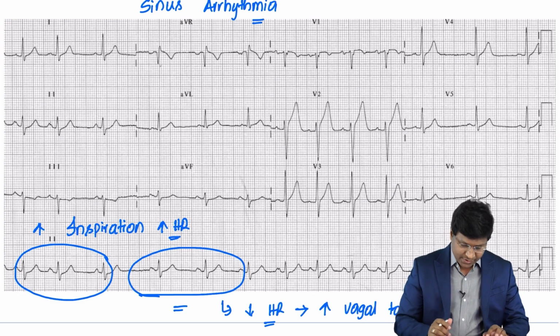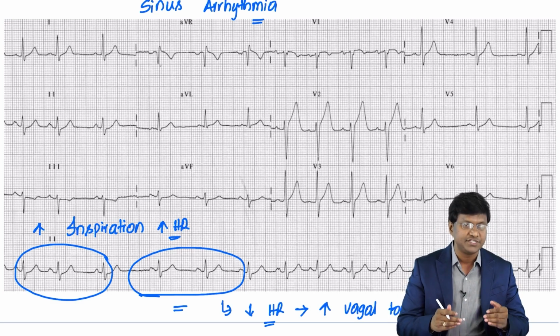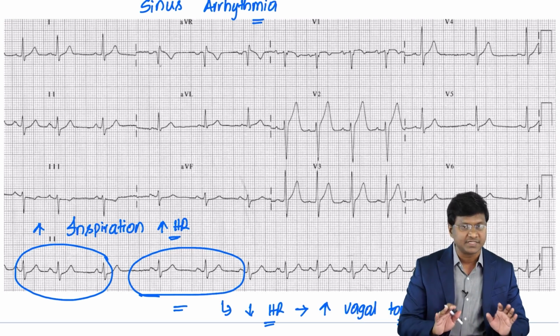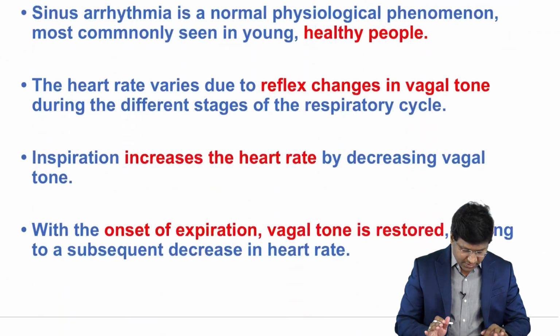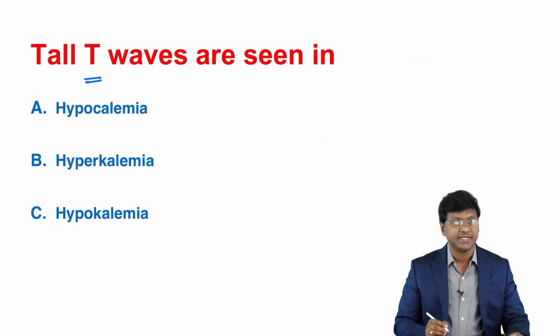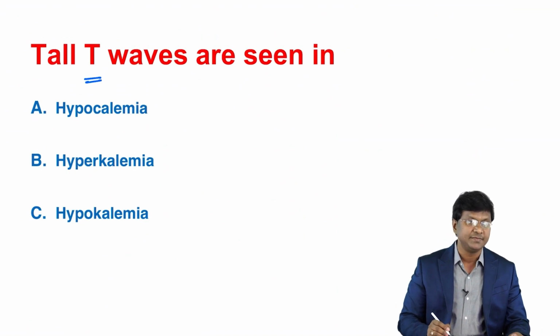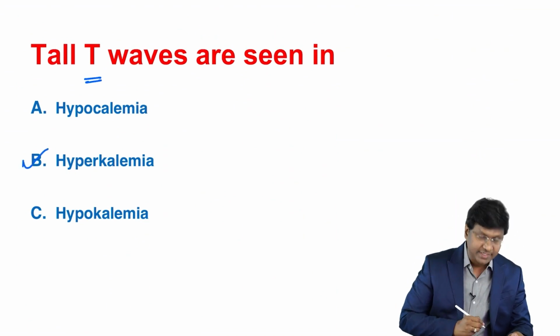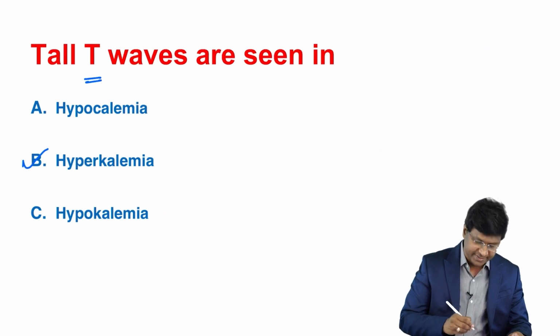Okay, next. I don't know which ECG has come, whether it is the sinus arrhythmia ECG or the WPW syndrome ECG, but I am discussing both. And there was one more question: tall T waves are seen in hypokalemia, hyperkalemia, and then hypokalemia. Let me tell you, tall T waves are seen in patients with hyperkalemia.